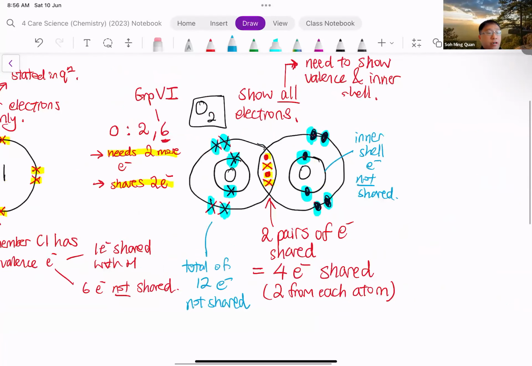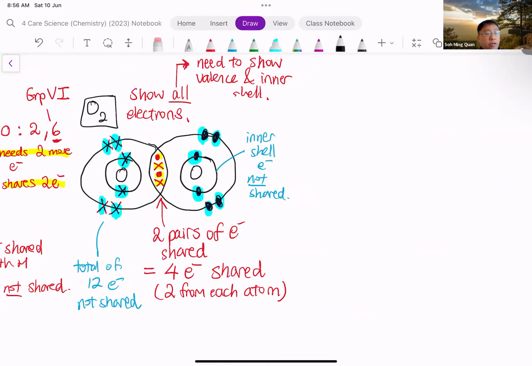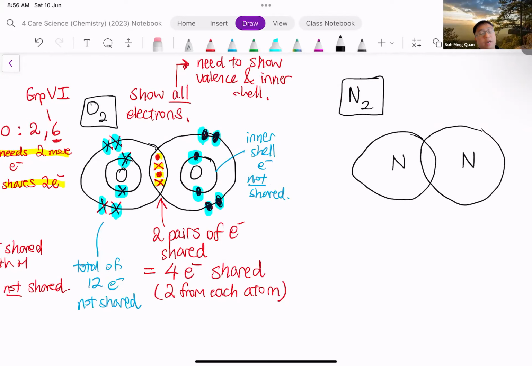Okay, the next molecule that we're going to draw is another diatomic molecule, nitrogen, N2. So again, we do the same. You know it's a non-metal, so definitely it's covalent bonding. Overlap the shells. All right? This time round, we shall show all electrons again, for practice. Remember, this is shown to you in the question. So please read the question. Do we draw all electrons or do we only draw the outer shell electrons?